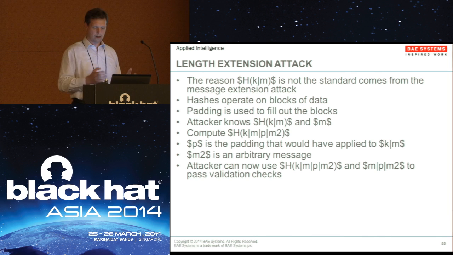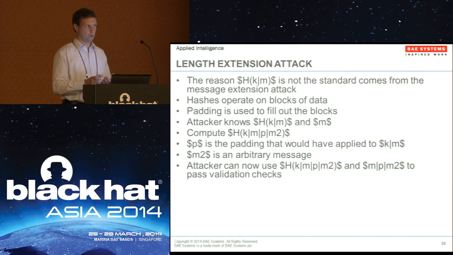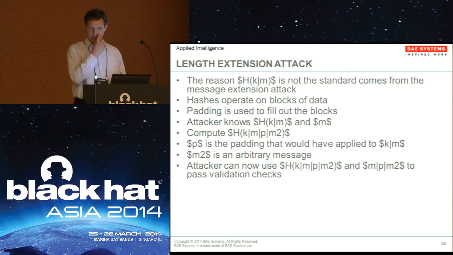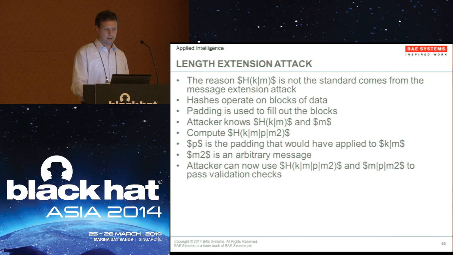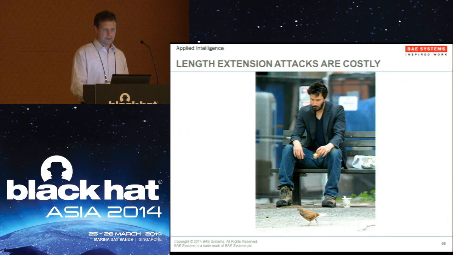Because of the way that the block chaining works, you will actually discard the unknown data and override it with your data. So you can append padding and a different message to the non-details of the signature, the transaction data, and actually have the hash collide. That way you could pass validation checks. Sadly, length extension attacks are pretty costly.